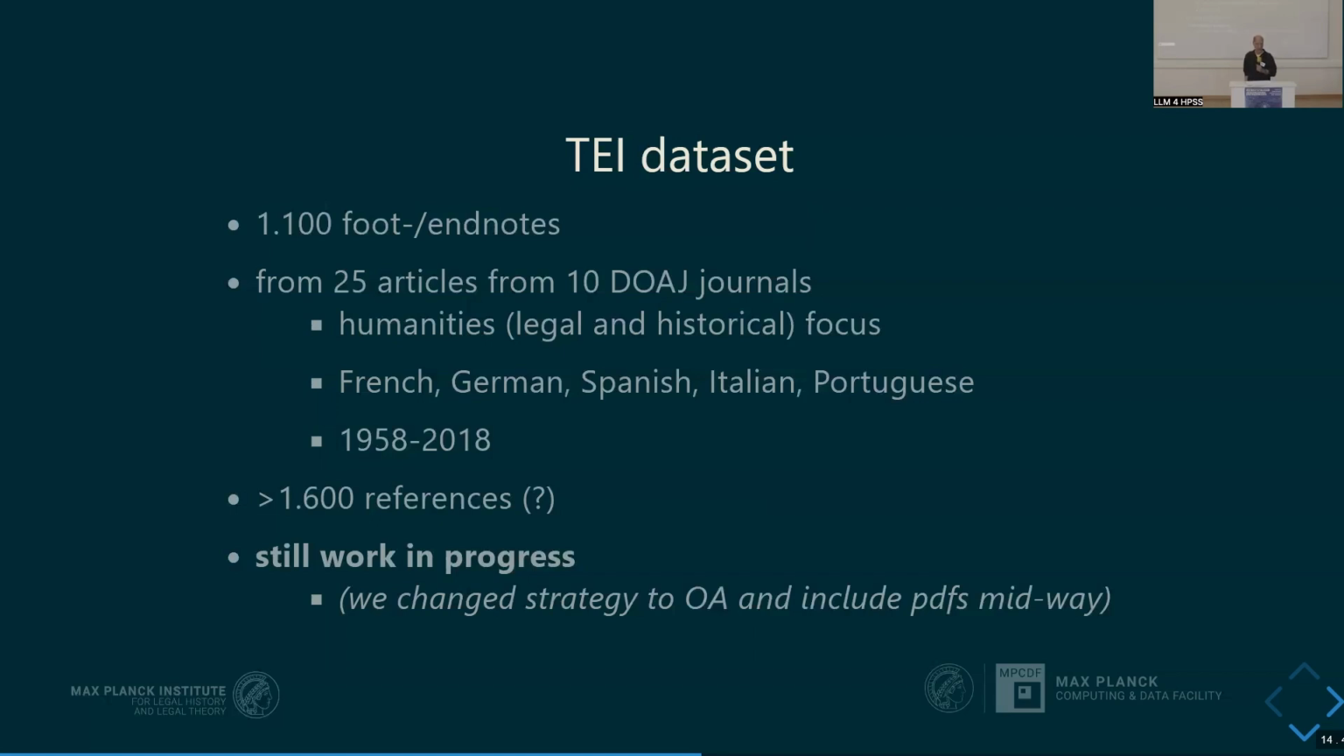So we changed to open access available journals, and we are now coding more than 1,000 footnotes from 20 articles in several languages from a large time span, which presumably have more than 1,500 references, which often are the same work that is referenced multiple times. But as we are interested also in the occurrences, in what context it is mentioned, we encode these separately.